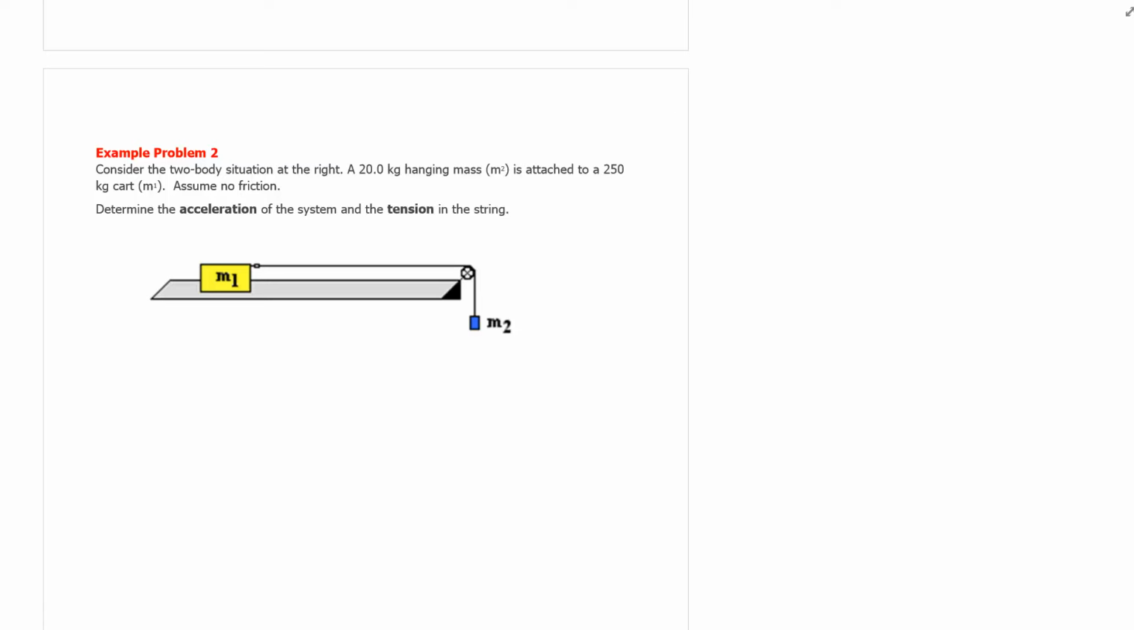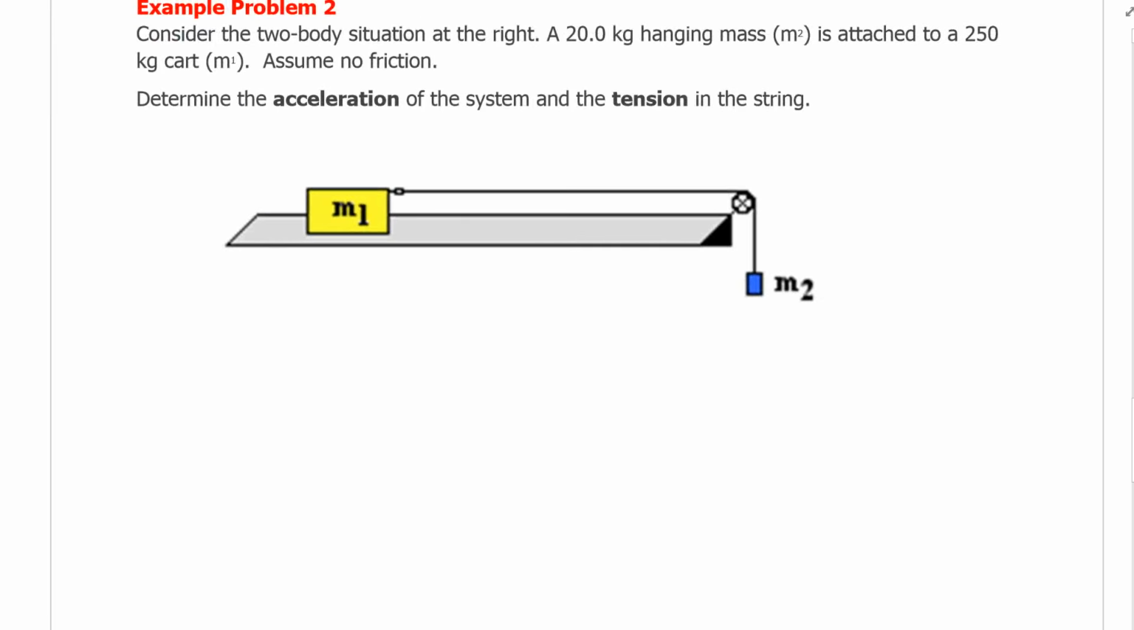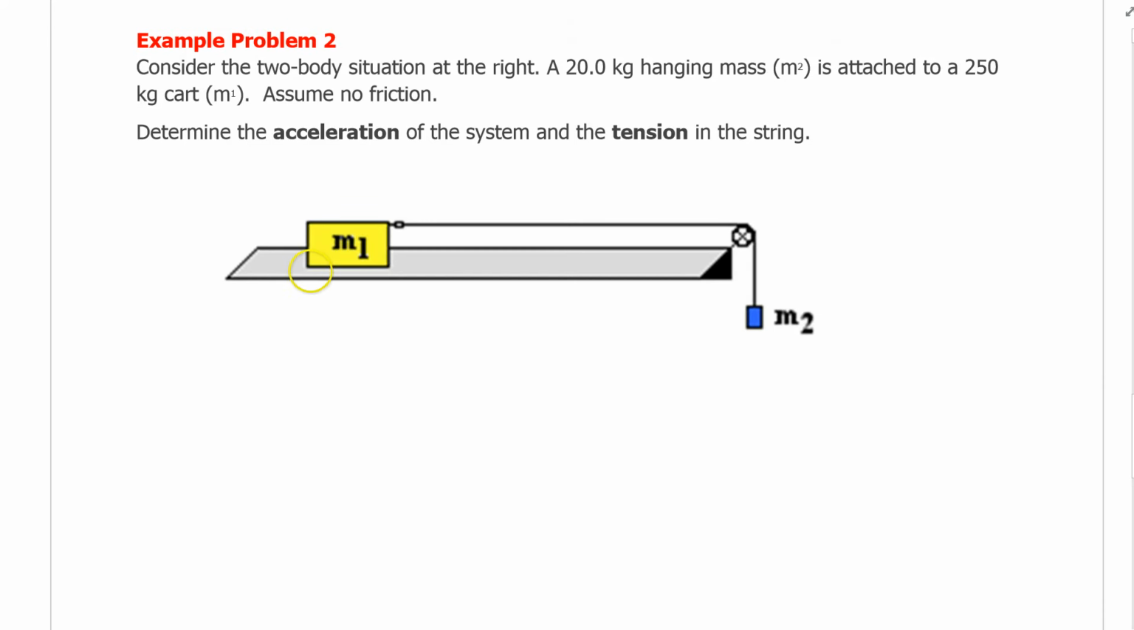Hope you're keeping up, because I know that was a little bit complicated. Let's try example number 2. So in example number 2, it's a little bit different. We still have this hanging mass, and we still have a cable, but now we have this object moving horizontally, and this object will be moving vertically. One neat thing here is we have no friction.